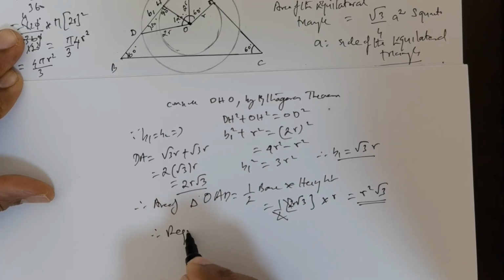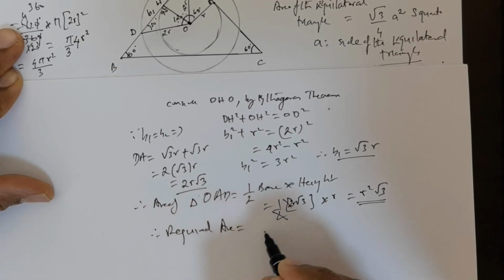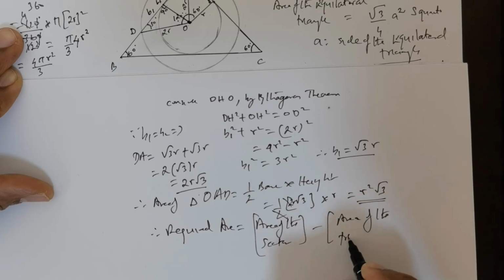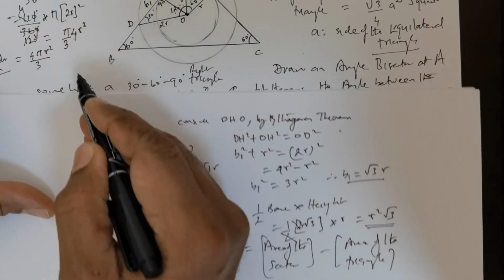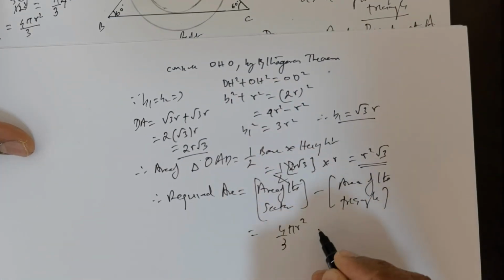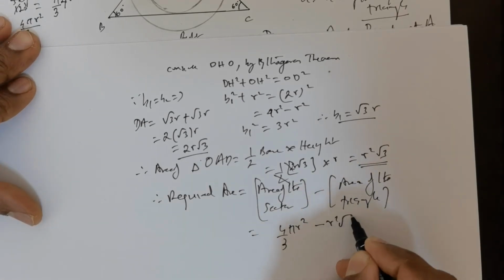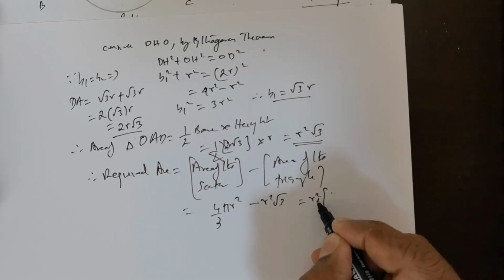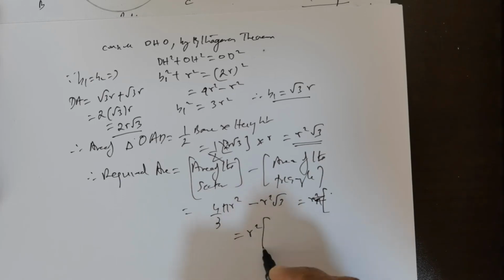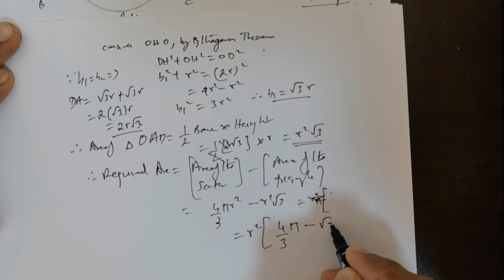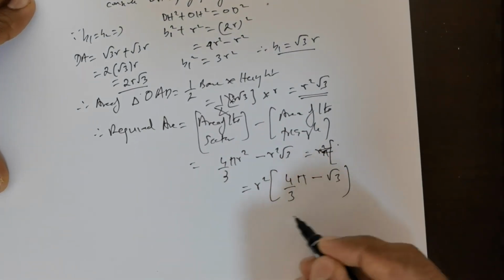So therefore the required area is equal to the area of the sector minus the area of the triangle. The area of the sector, you've got it here, 4 over 3 pi r squared, minus the area of the triangle, r squared into root 3. I take r squared out. I can't take pi out. So I take r squared out and I would get 4 over 3 pi minus root 3. So this is the value that I have got.